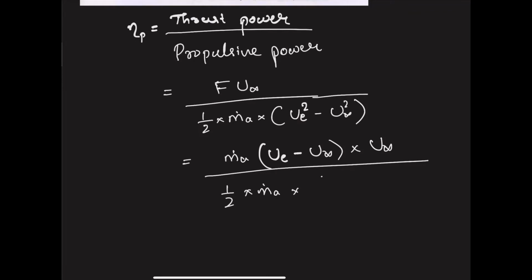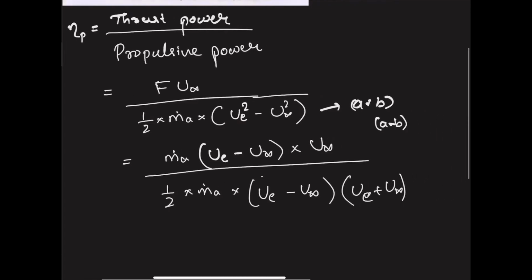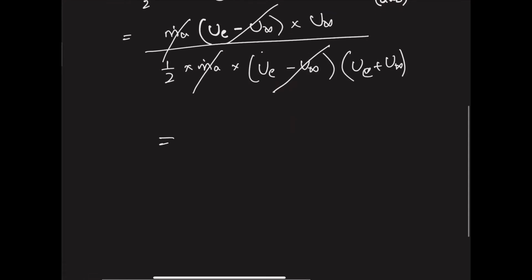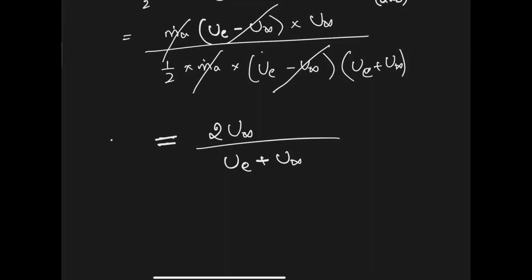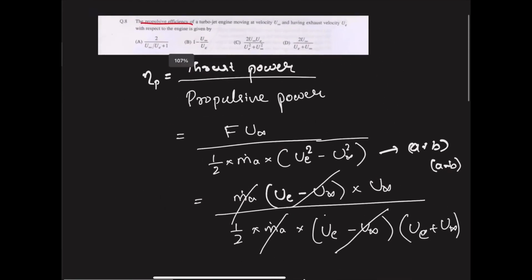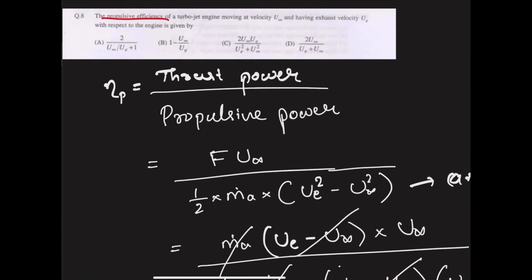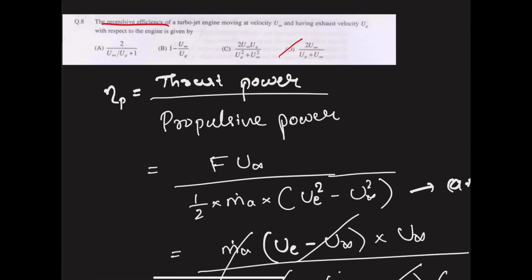so this is like a square minus b square, which can be written as a plus b into a minus b. So you can write it as ue minus u infinity into ue plus u infinity. So ue minus u infinity gets cancelled, mass flow rate of air gets cancelled. The remaining is 2 on the numerator: 2 into u infinity divided by ue plus u infinity. So this is the propulsive efficiency. According to this, option D, 2u infinity divided by ue plus u infinity, is the right answer.